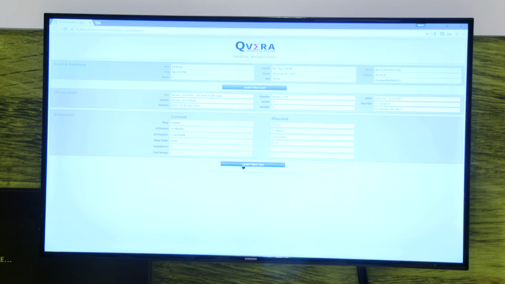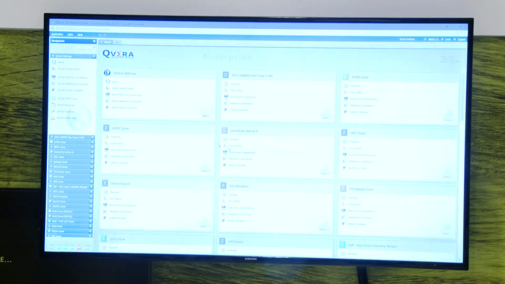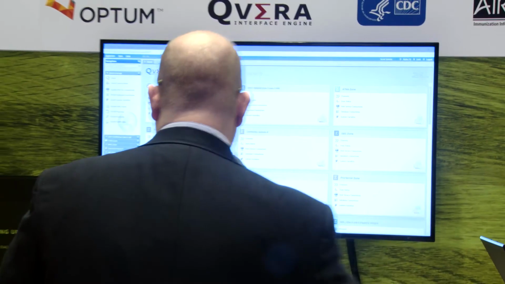So as soon as I click Update Patient Chart, this is going to initiate a transaction to Optum that will create a healthy weight CCDA document, adding my care plan and the information that we've added in here to Optum to put it into the repository so that anybody who has authorization can access that data and use it how they need to use it. For instance, with Community Health, which is the state of Washington, and we're going to pass it off to them now. Thank you.